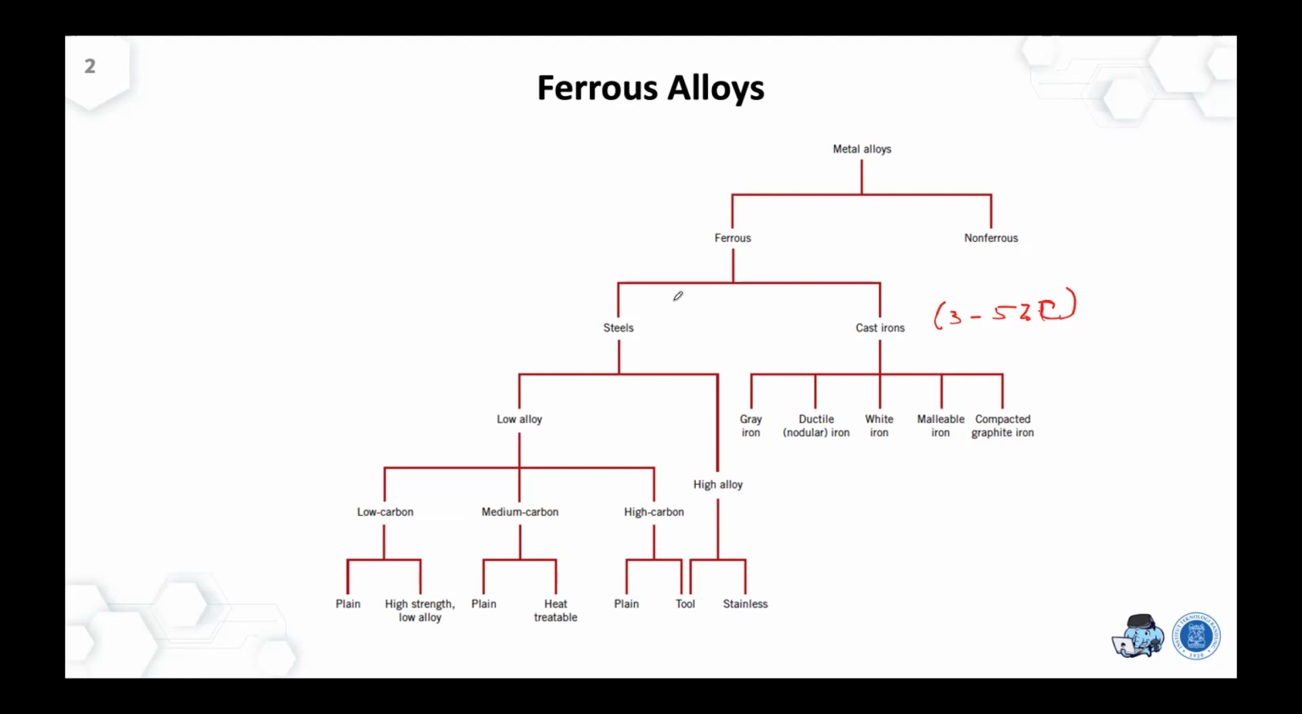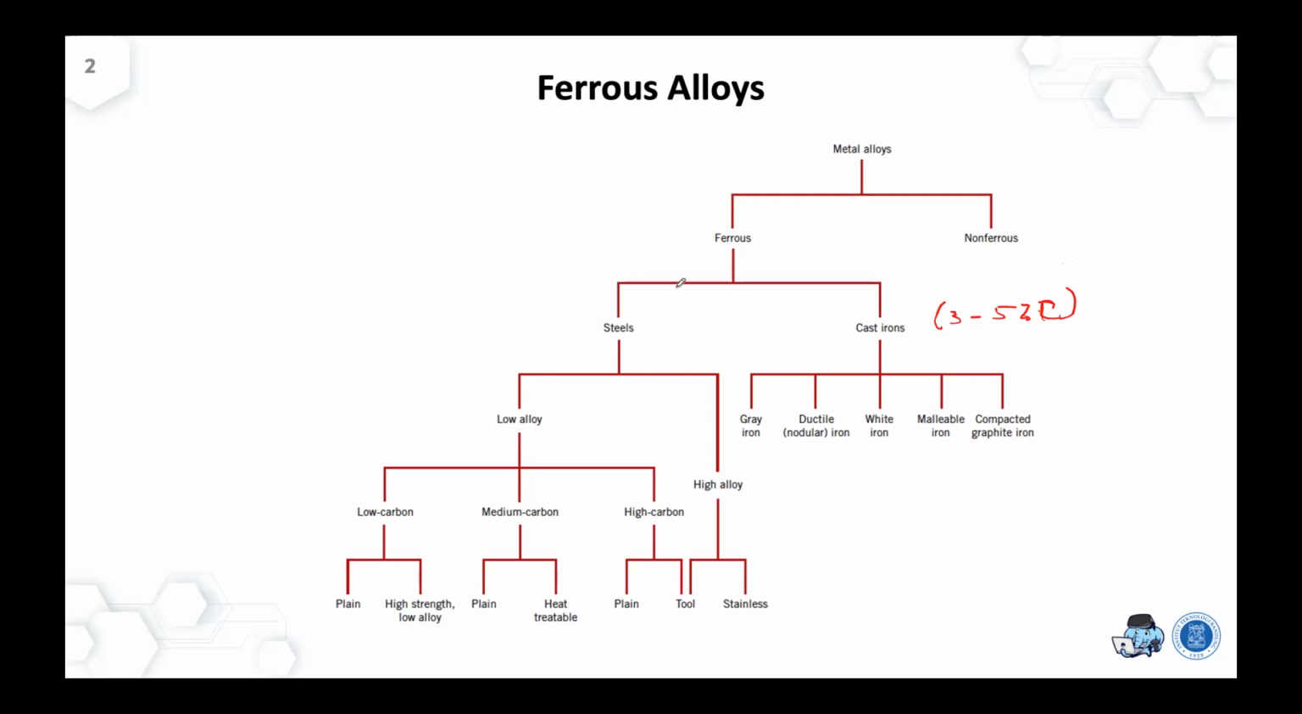Okay, and then we know how to get from the cast iron to the steel. We call it steel making, where we reduce the amount of carbon by doing oxidation with oxygen gas.